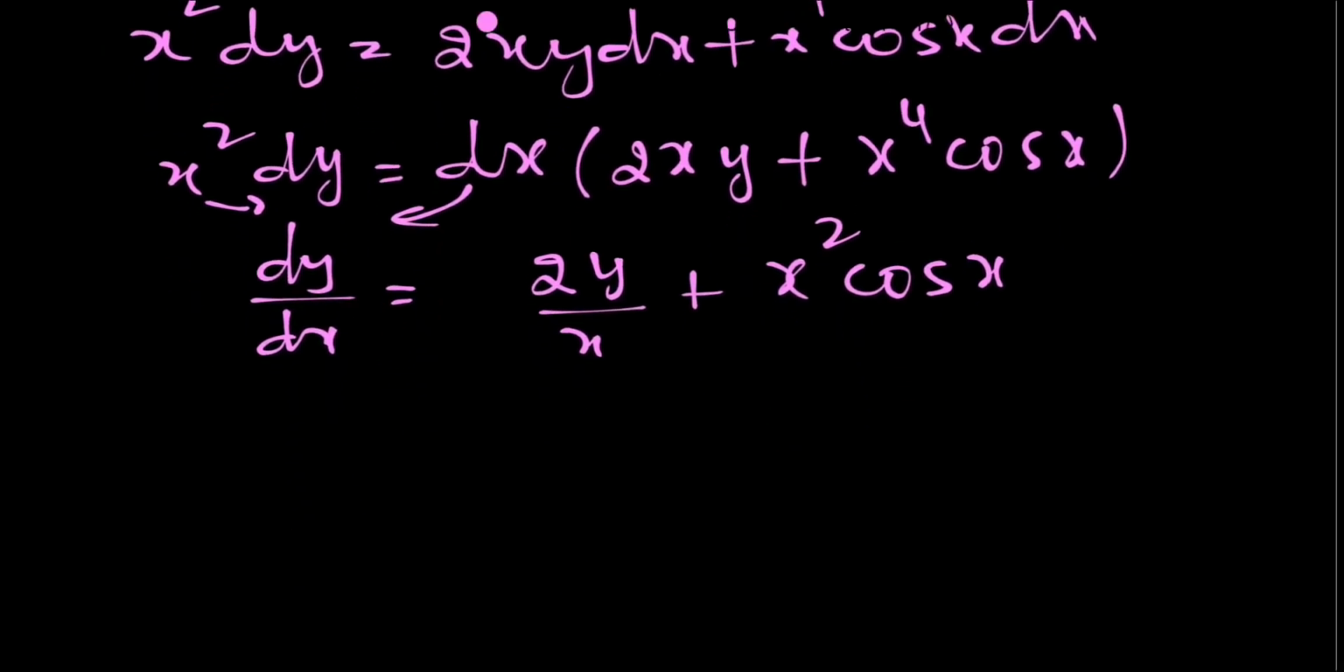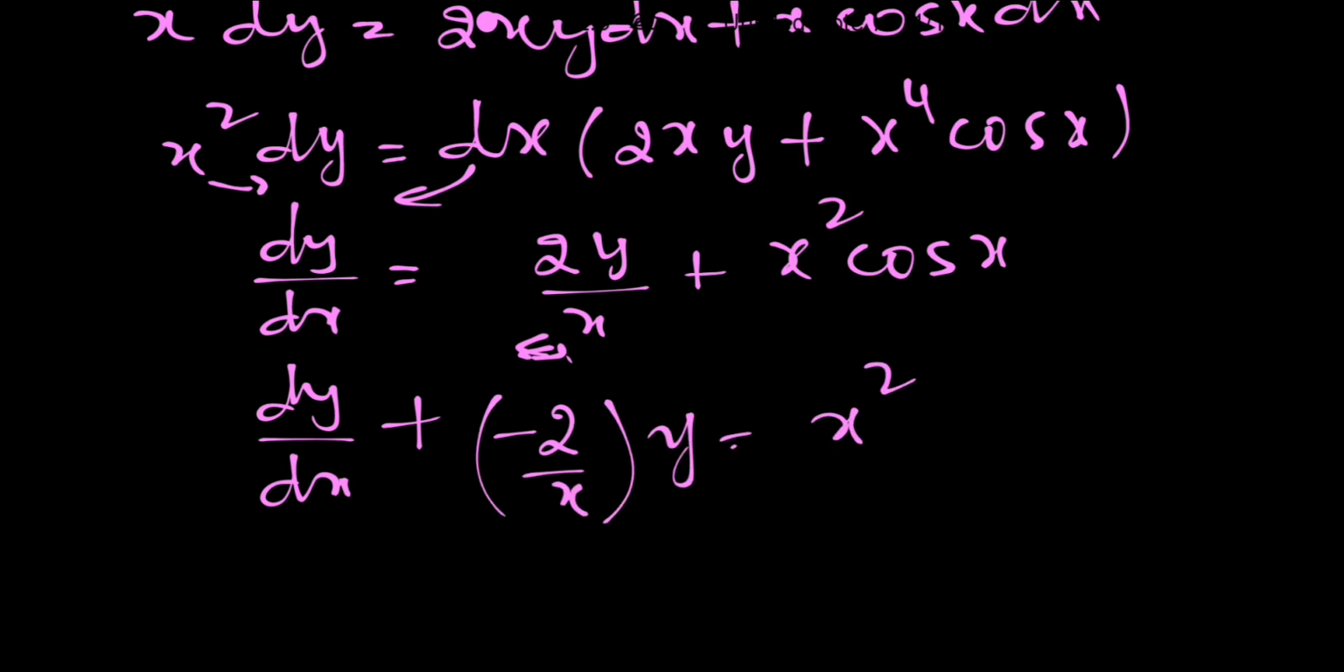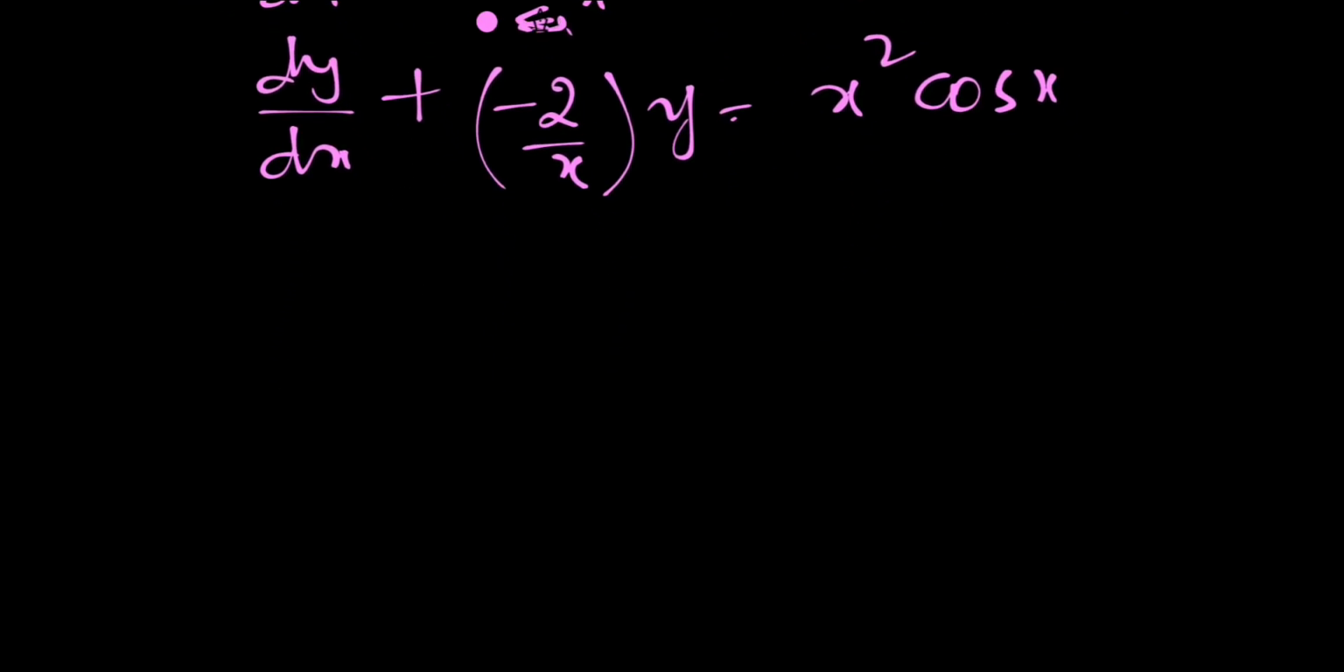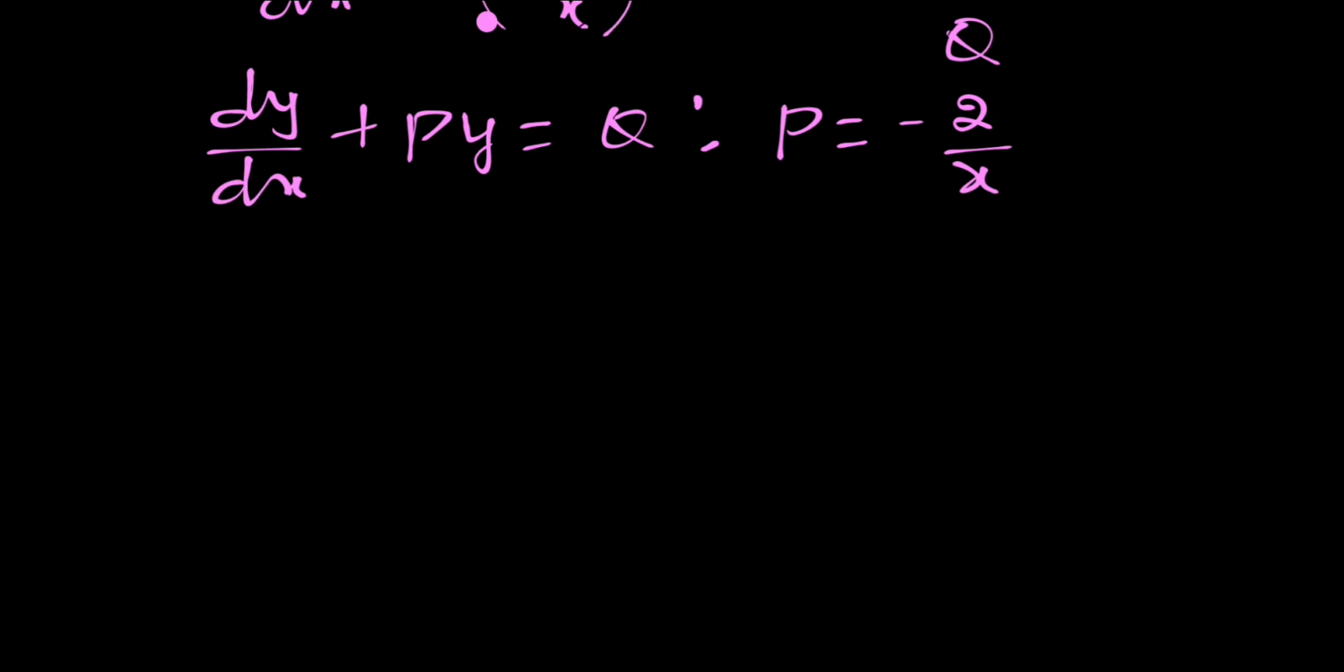So next step, I'll make it dy by dx, plus this value sent to the left side, minus 2 by x into y is equal to x square cos x. This is in the standard form. Compare with dy by dx plus py is equal to q. Here p is equal to minus 2 by x and q value is this one. So next, we have to find the general solution.